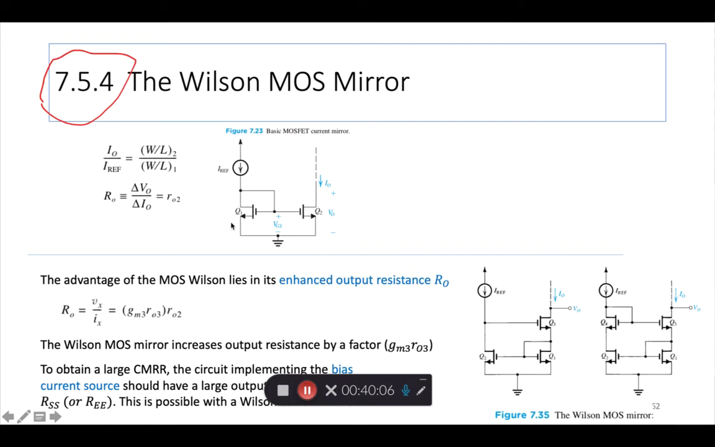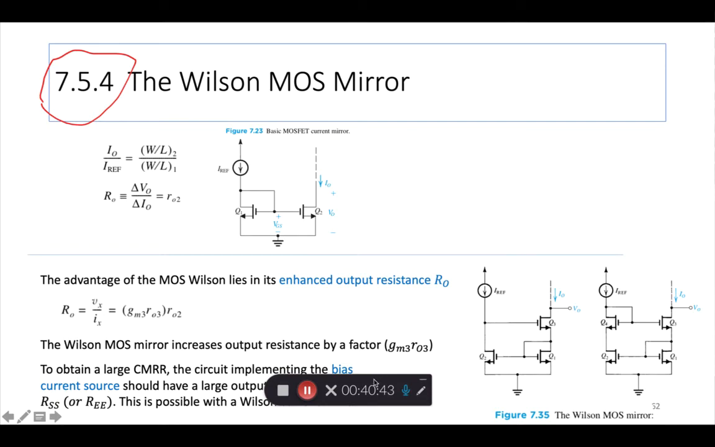Now to this arrangement, if you add either a transistor here, an identical transistor, or if you add two transistors, both Q3 and Q4 are added to Q1 and Q2. Now remember, all this is only for the current mirror, the load, not for the differential amplifier. We are not talking about that yet. Such an arrangement is called a Wilson MOS current mirror. Wilson is the guy who invented it.